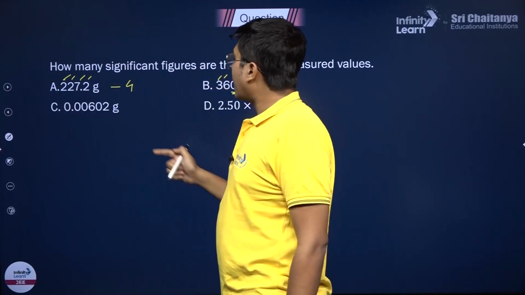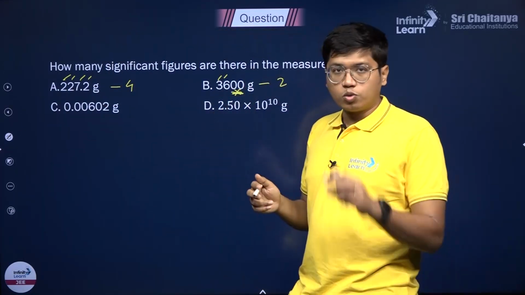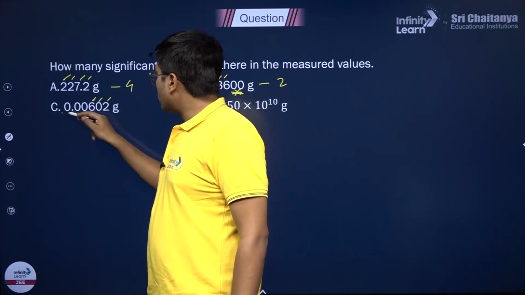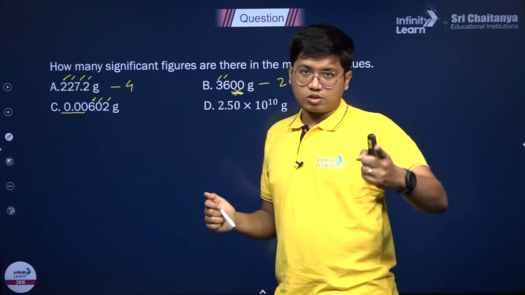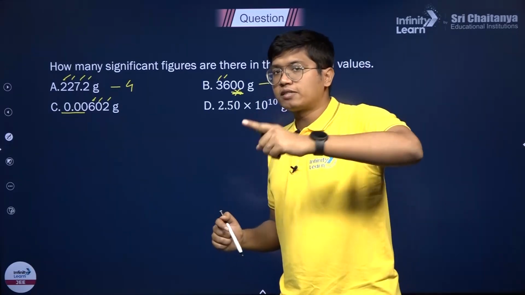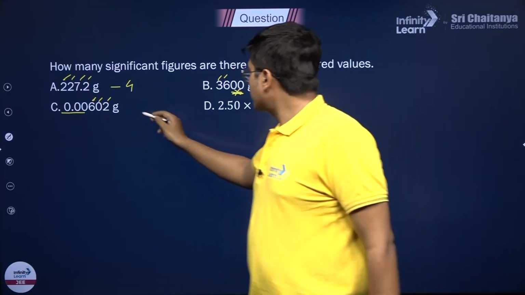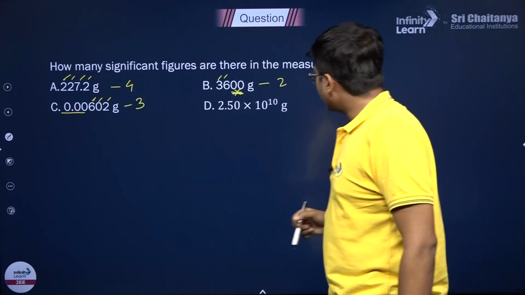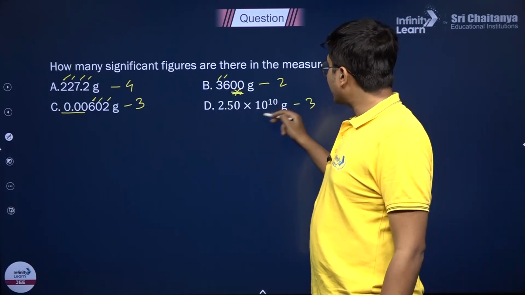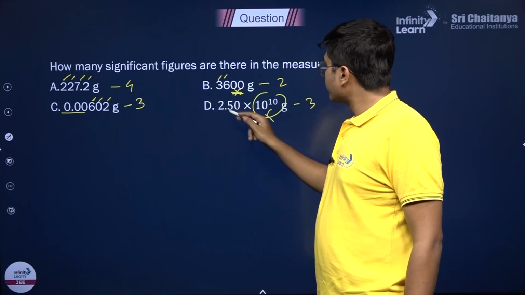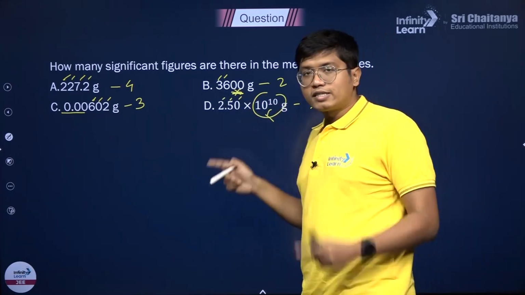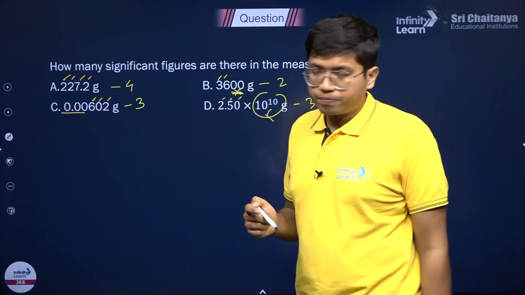Next up, we have 0.00602. This has 3 significant figures, because this is a decimal with leading zeros. Leading zeros of a decimal are not significant. Trailing zeros of a decimal are significant. So this has 3. Over here 2.50, this has also 3, because this 10 to the power 10 does not play a role. In 2.50, this 0 is significant because it's a trailing 0 in a decimal number.